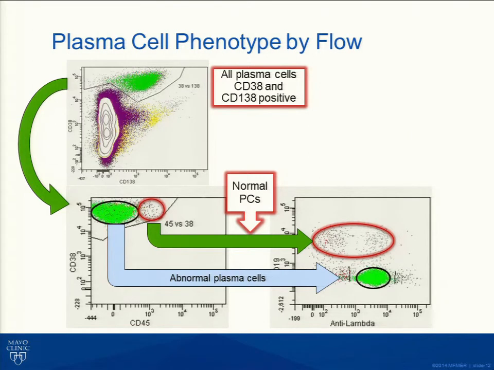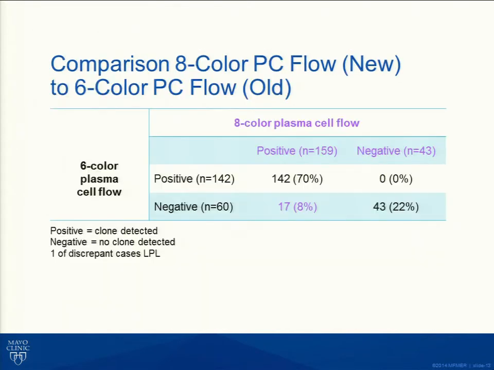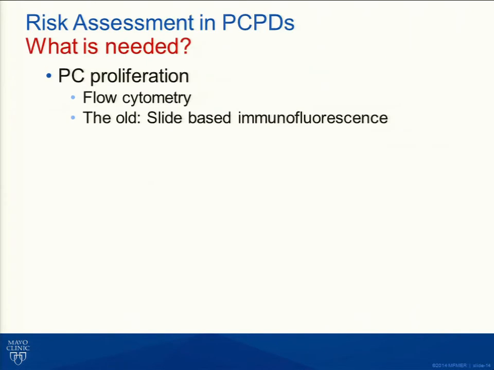And so what we did is we compared this to just a 6-color method that used slightly less event collection and less phenotypic interrogation of the plasma cells. And what we found is that this method is indeed much more sensitive. We had about 8% of cases that were missed by a 6-color Canto method that were picked up with this higher sensitivity methodology. And again, these were almost all cases that had very low plasma cell burden. The sensitivity of our current method is about 1 in 10,000 at least.